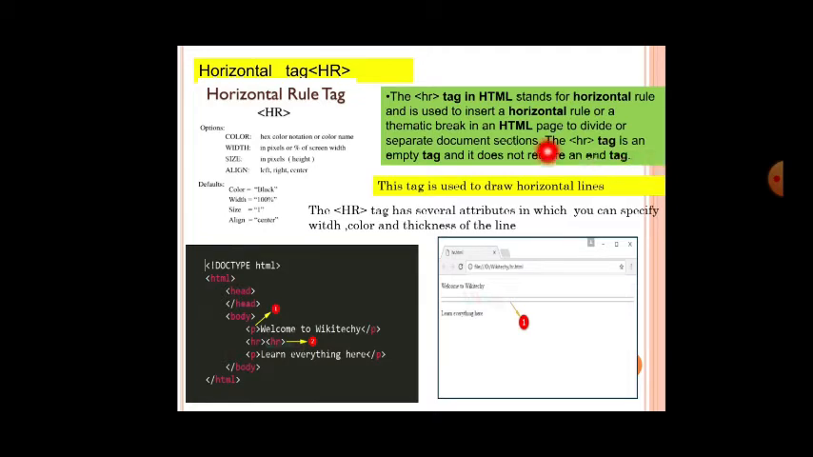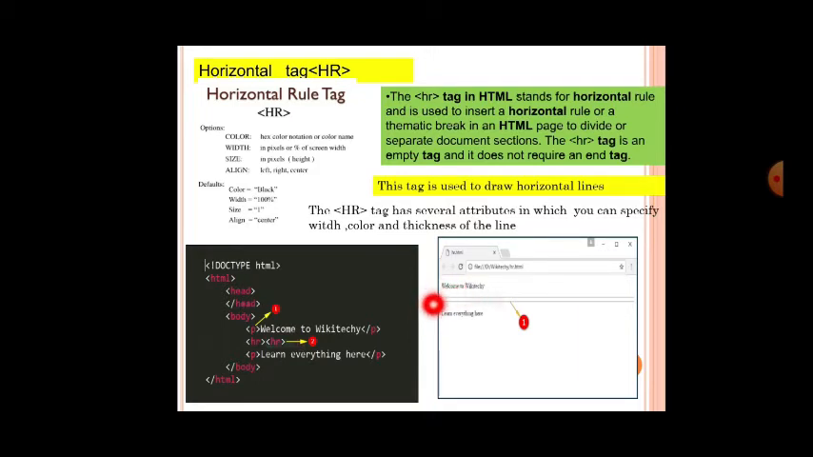Next let us see the horizontal tag. It's also called the horizontal rule tag, HR. The HR tag in HTML stands for horizontal rule and is used to insert a horizontal rule or a thematic break in an HTML page to divide or separate document sections. You can see it in the image here. This is the sample program. The HTML head tag is closed, body because there is no title. In the body, paragraph is given with P, welcome to the wiki techie, then the paragraph is closed, then HR is given, two HR tags are given, that is the two lines given here.